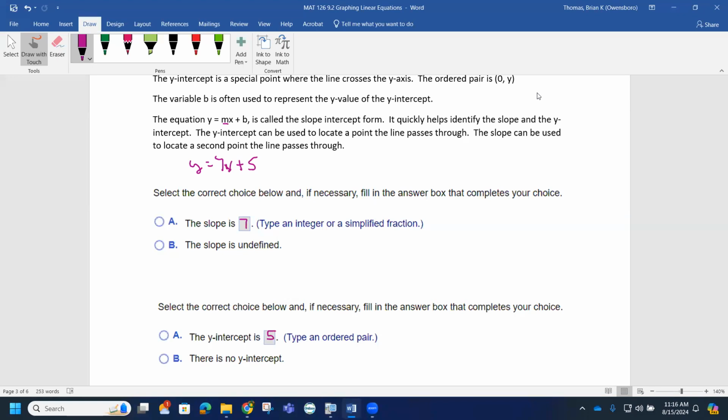But notice how they actually want us to write this as an ordered pair, so I didn't quite write that correctly. As an ordered pair, this should actually be (0, 5). So remember, (0, y) is the ordered pair of a y-intercept. So (0, 5) would be the ordered pair for the y-intercept.